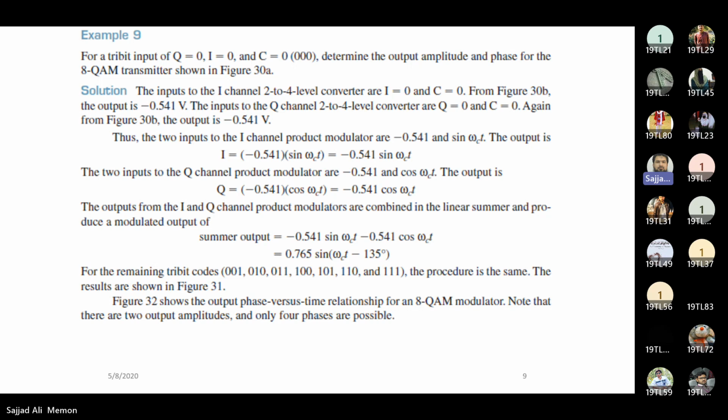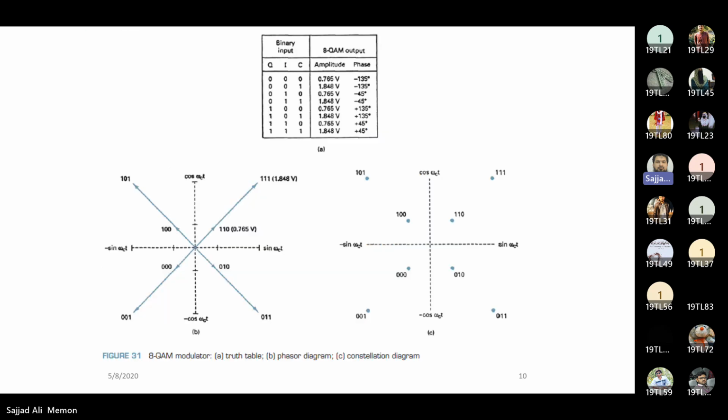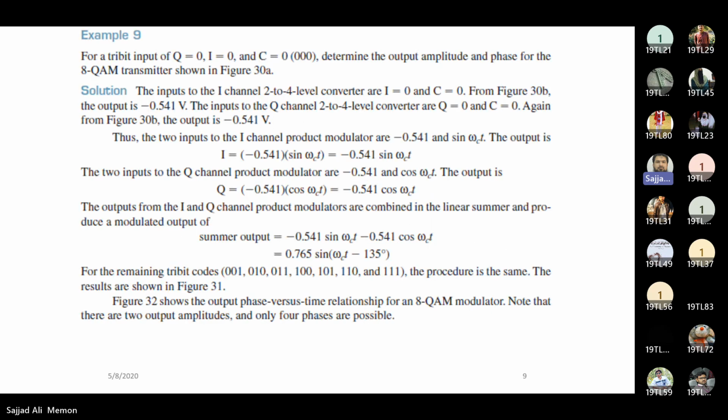For the remaining tribits, I suggest you at least do 1 or 2 examples. You know how to solve from there to here; yesterday we did that. Using the sine alpha and sine beta quantities, you can solve this. First, you take the minus 0.541 common, and then you manipulate the sine omega ct and cos omega ct accordingly to find this 0.765 sine omega ct minus 135.